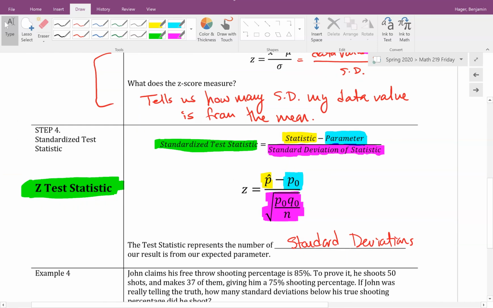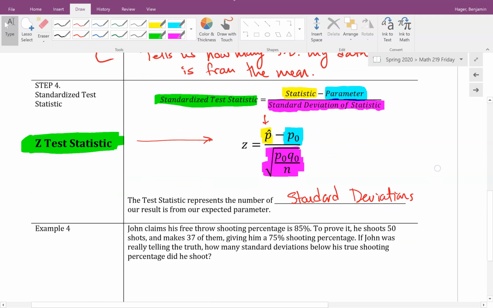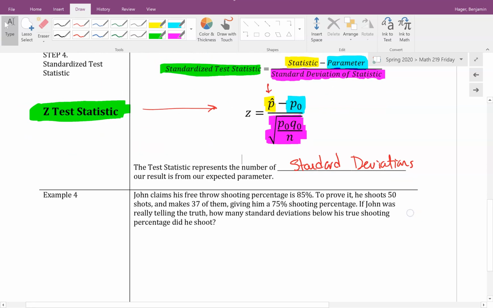Okay, so we expect a certain percentage, like John expected an 85% free throw shot. We found from our sample that he only got a 75% free throw shooting percentage. So what this z-test statistic does is it takes that distance between them, and it standardizes it in terms of standard deviations. It tells you how many standard deviations away our sample was from what the claim was. Okay, so let's give it a shot here.